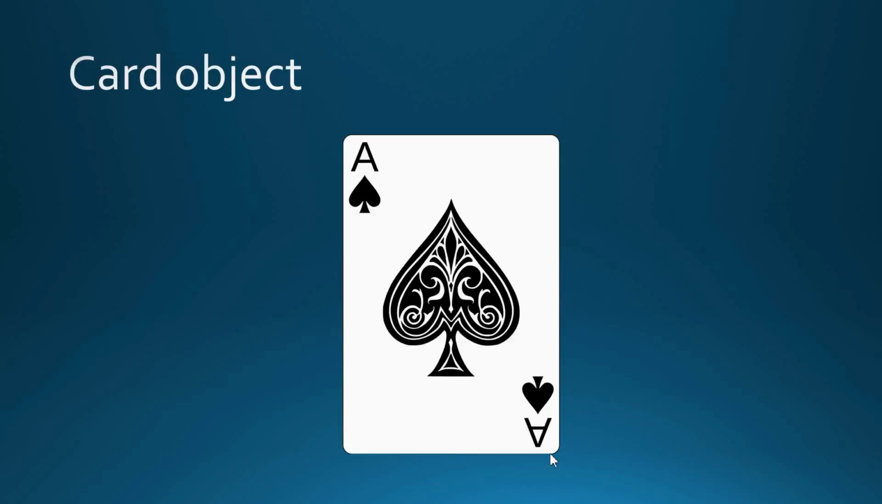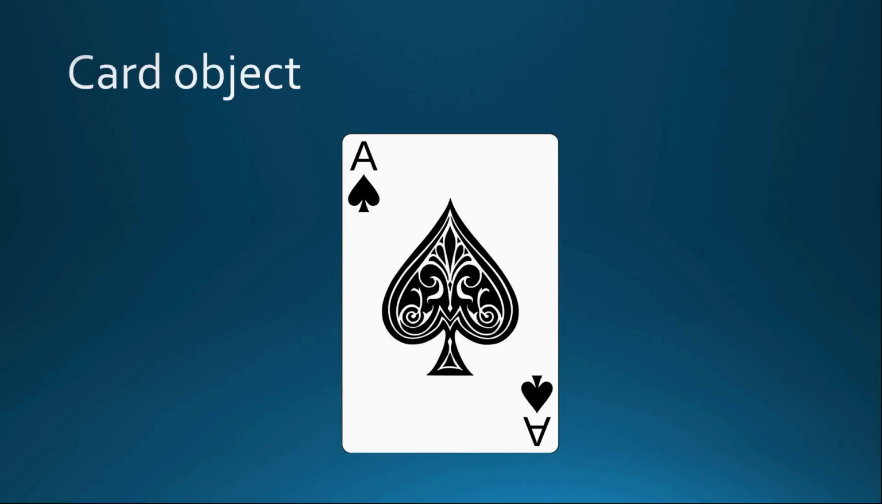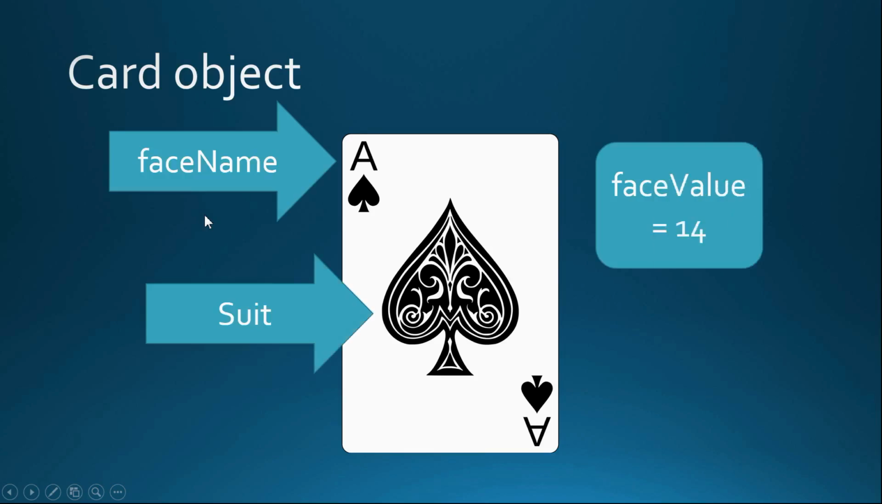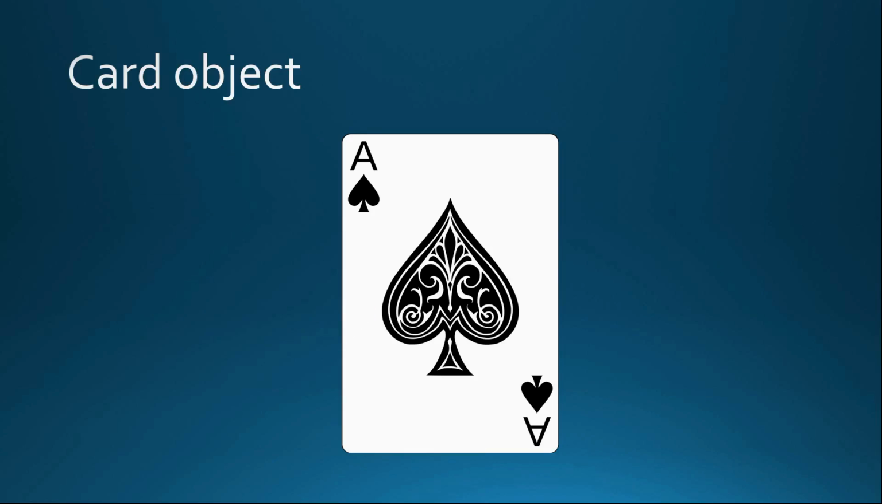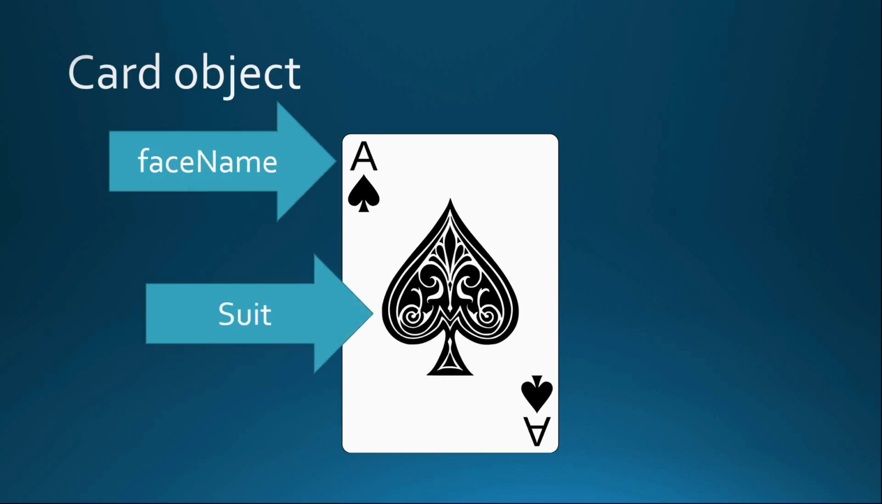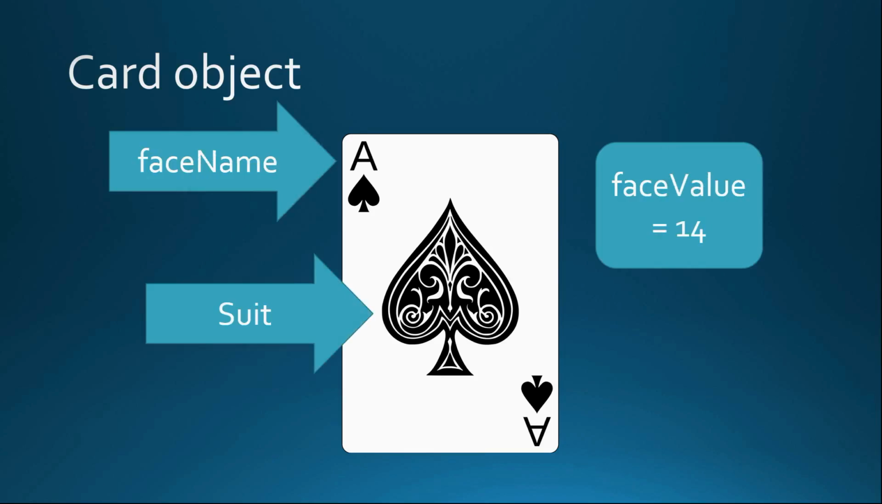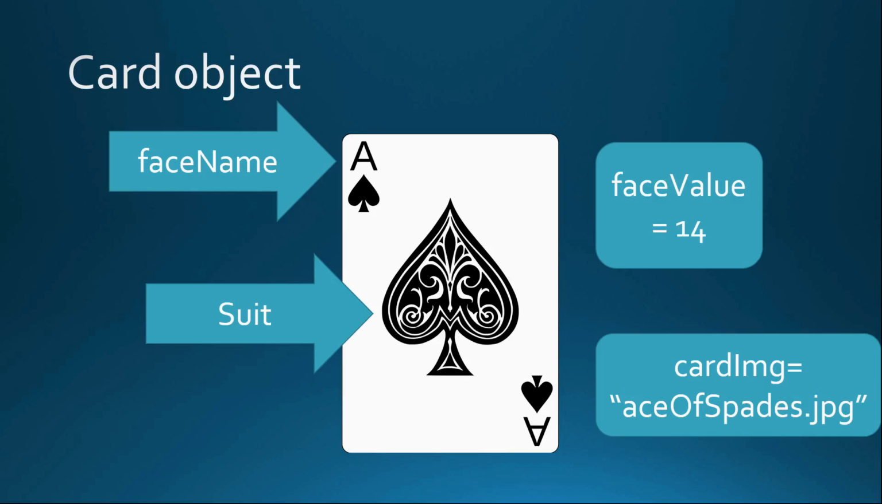In the last video where we left off, we built a card object. And the idea with a card object is it would represent a single individual card. And each card would have a face name, so in this case an ace. You would have a suit, like spades, so this is the ace of spades. It would have a value, I'm making it 14 because the ace is the highest card. And then we also gave it an image.